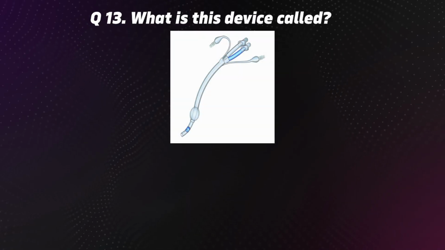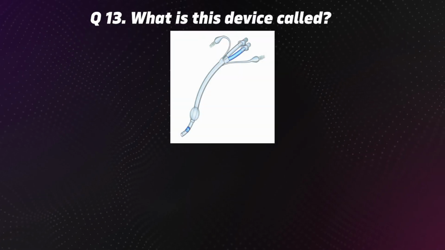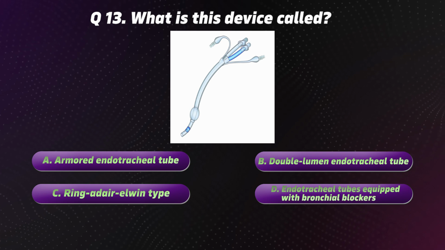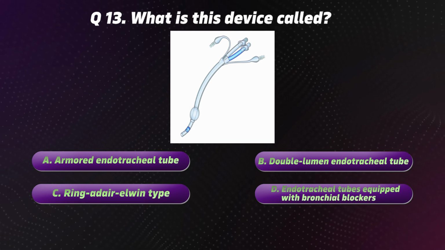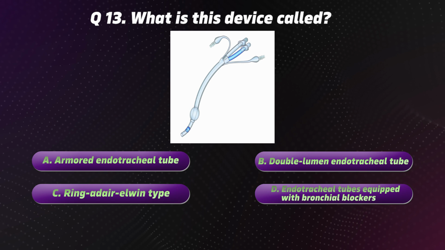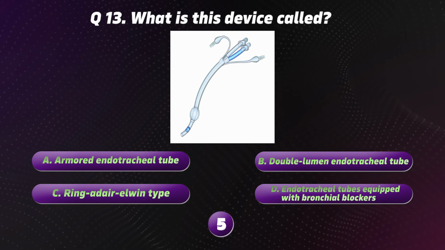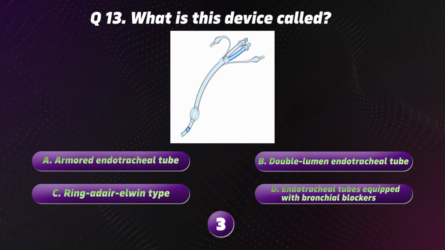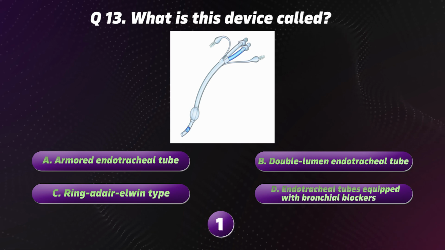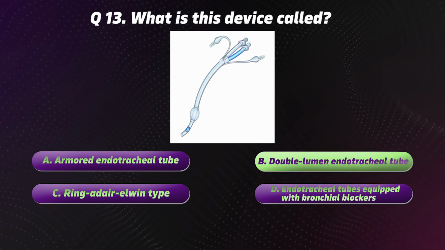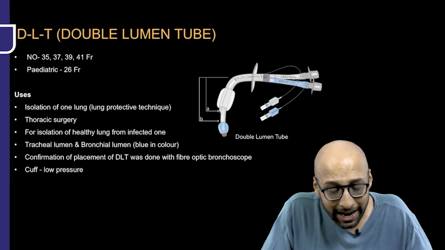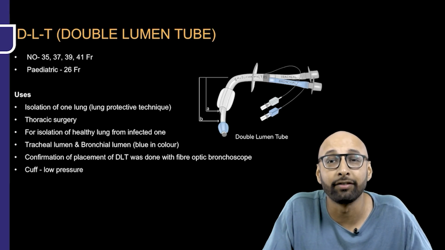Question 13. What is this device called? Here are the options. A. Armored endotracheal tube, B. Double lumen endotracheal tube, C. Ring-Adair-Elwyn type, D. Endotracheal tubes equipped with bronchial blockers. And the correct option is B. Double lumen endotracheal tube. Here is the explanation. Now again, a modification of an infraglottic device.